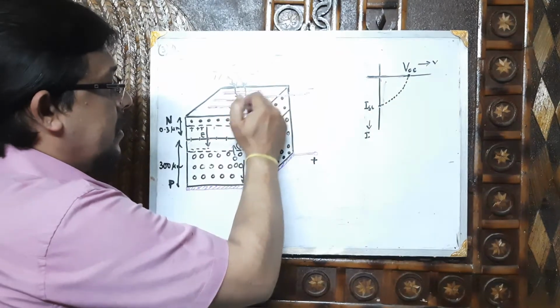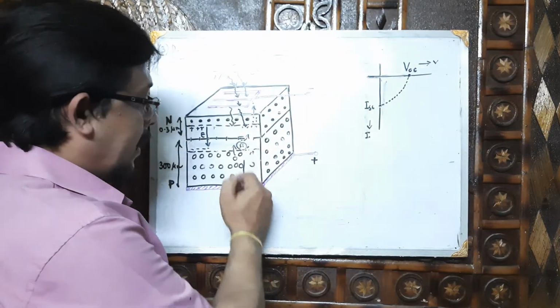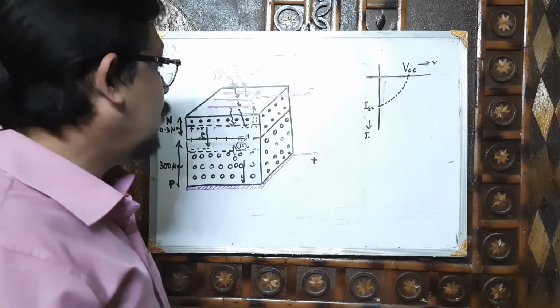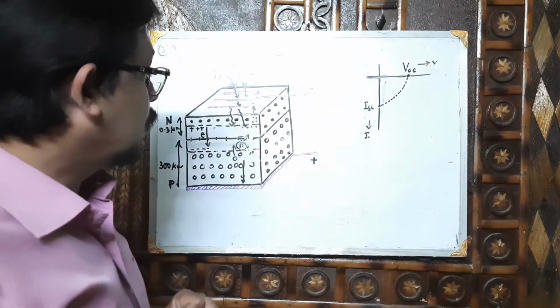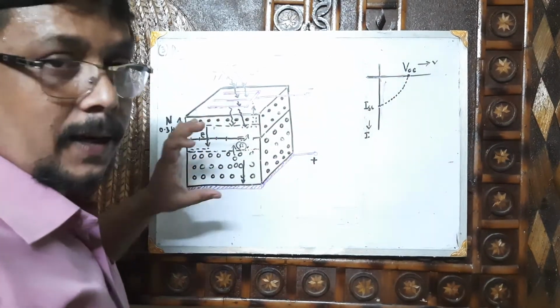So more electron concentration means there will be a negative voltage, and here a positive voltage will be created, and we can use it as a battery. So this is called the solar cell. It acts in this way.